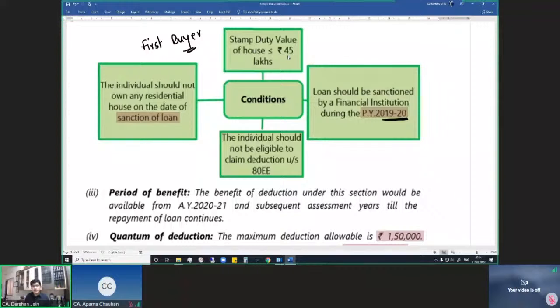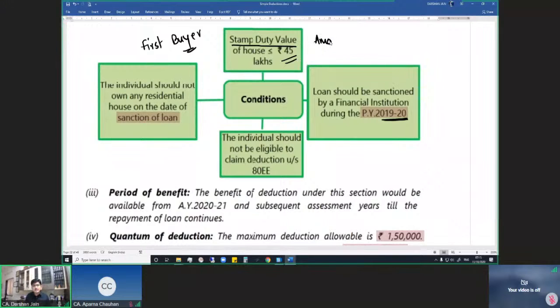Stamp duty value of the house. So we are now concerned with it. If you remember the earlier section, the value of the house should not exceed 50 lakhs. Here the stamp duty value of the house should not exceed 45 lakhs is the condition. So 50 lakh is brought down to 45 lakh. There is no condition regarding the amount of loan.